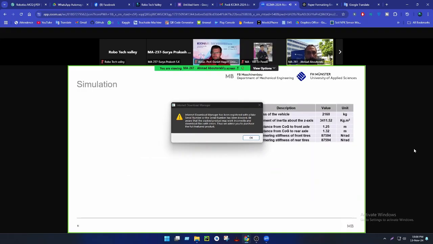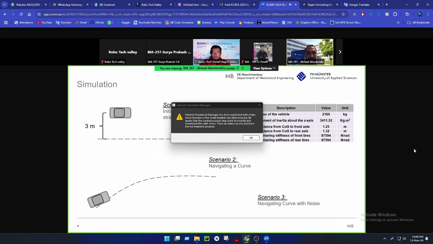So to compare the performance of the proposed model with the normal MPC, we proposed three different scenarios. Scenario one is the initial deviation from the straight path. The second one is navigating the curvature without the deviation. And the third one is navigating the same curvature, this time with the noise.